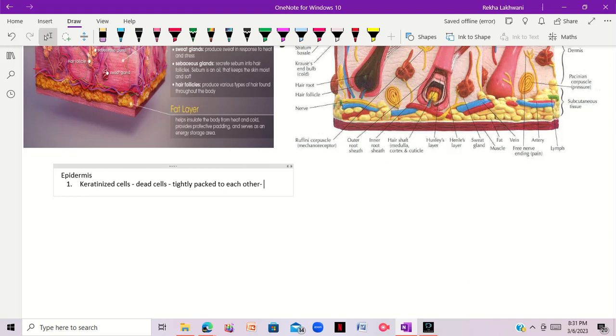They have no intracellular spaces between them, between these keratinized cells. These are dead cells, tightly packed to each other, and they don't have any kind of intracellular spaces between them.